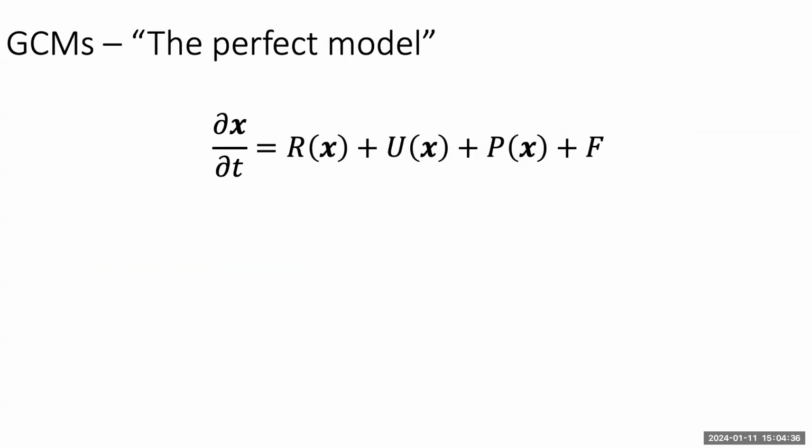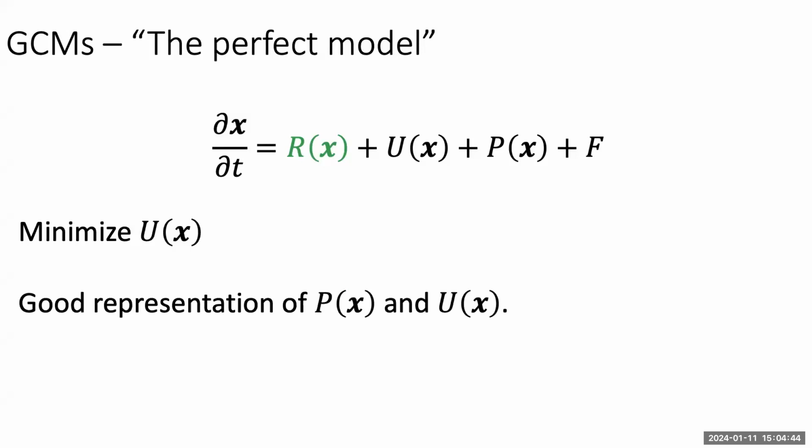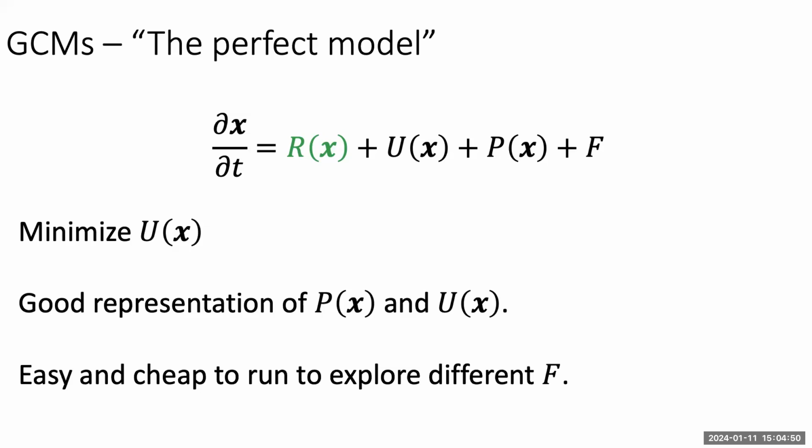Now, if we had a perfect model, we would want a pretty good resolution, meaning we want to minimize the unresolved part. Still, having an unresolved part in the physics, we need a good representation of it. But given that it's a perfect model, we need it to be easy and cheap to explore different forcings and to run it for climate time scales, which are on the order of 100 years.